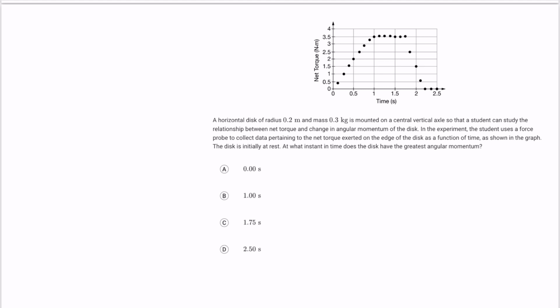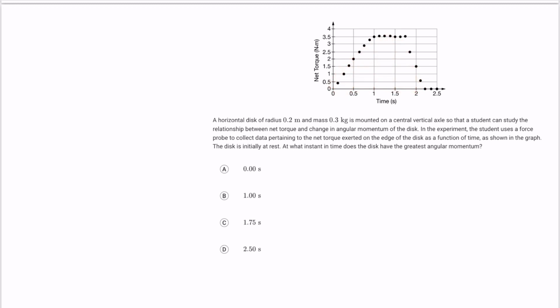The disc is initially at rest. At what instant in time does the disc have the greatest angular momentum? All right, so as this graph is going from time 0 to time 1 second, all the way to time 2 seconds, and then to 2.5, this entire time that it's going, the area underneath the curve is increasing. Even as the slope of this graph starts to decrease, the total area is still increasing. And remember, the area is what is defined as the angular momentum.